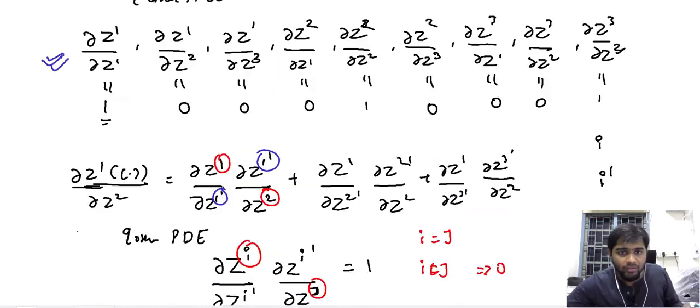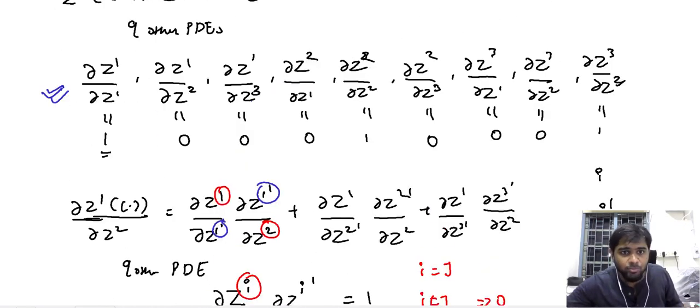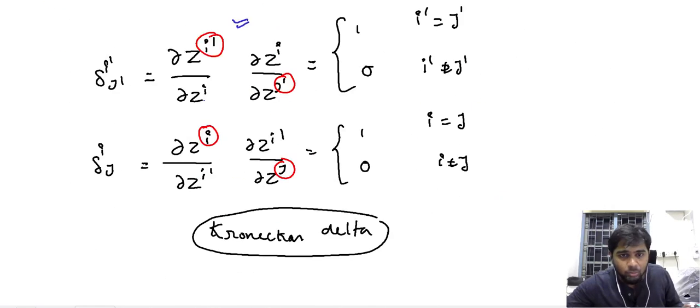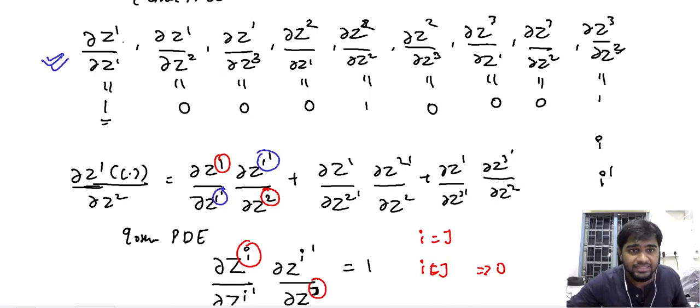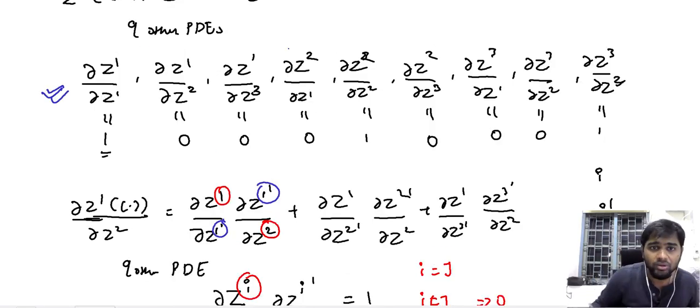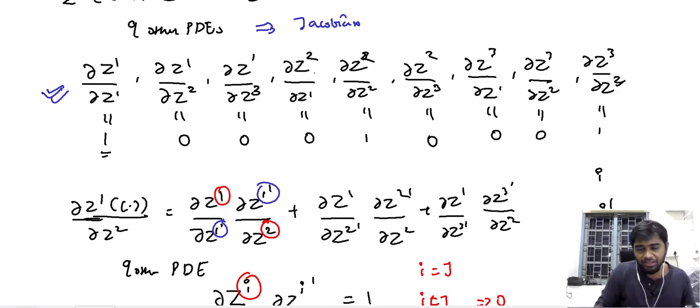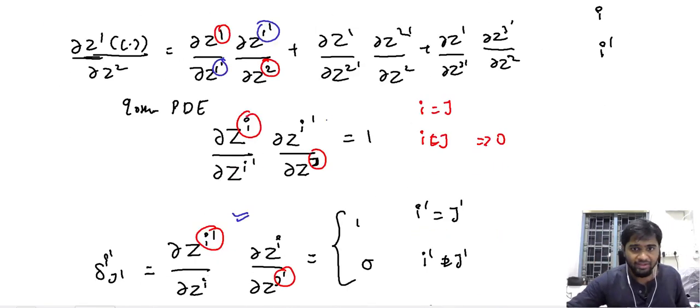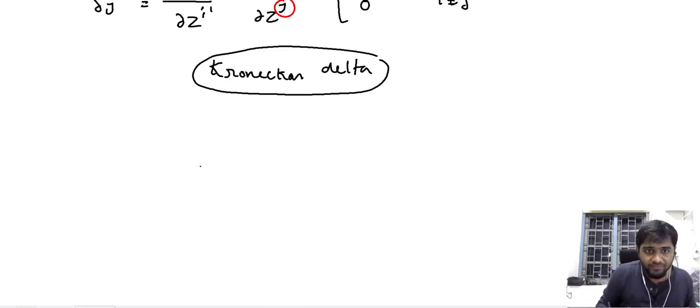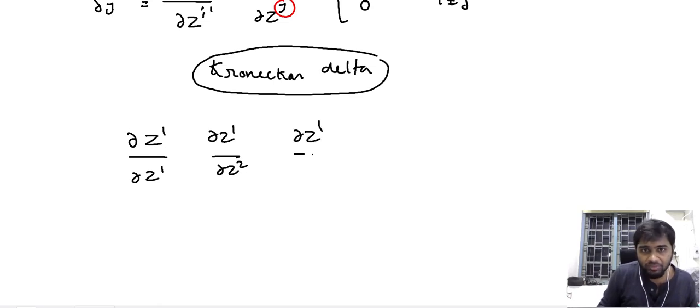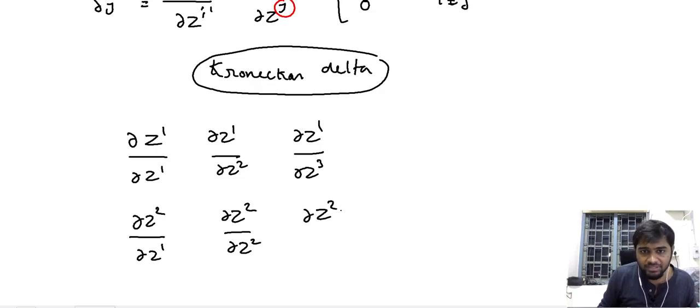Now let us go back to our consideration of these 9 PDEs. It is possible for us to represent these 9 PDEs as a matrix, and that would give us the Jacobian. The Jacobian of these 9 PDEs will be the partial derivative of z1 with respect to z1, the partial derivative of z1 with respect to z2, the partial derivative of z1 with respect to z3. In the same way, the partial derivative of z2 with respect to z1, z2 with respect to z2, and z2 with respect to z3.